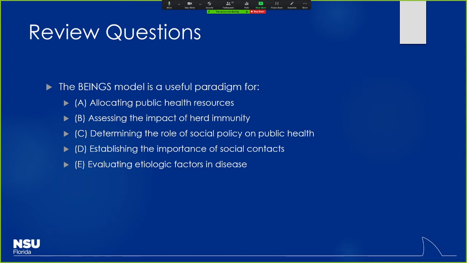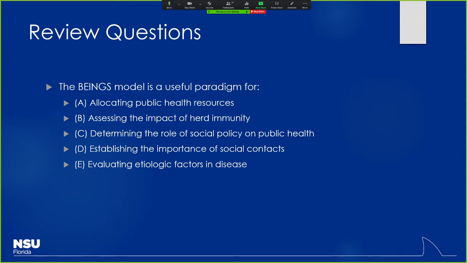Why is this a good paradigm to use when looking at epidemiologic issues? Does it help us assess for herd immunity? Does it help us determine the role of social policy? Are we evaluating etiologic factors in disease? Are we helping to allocate resources effectively?